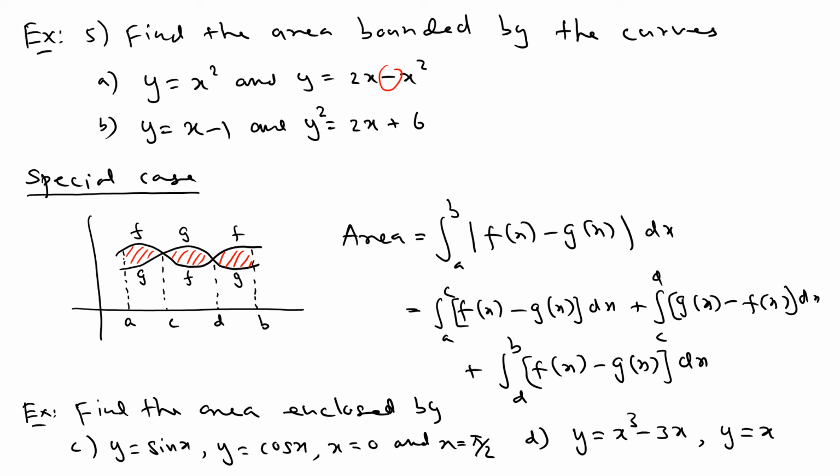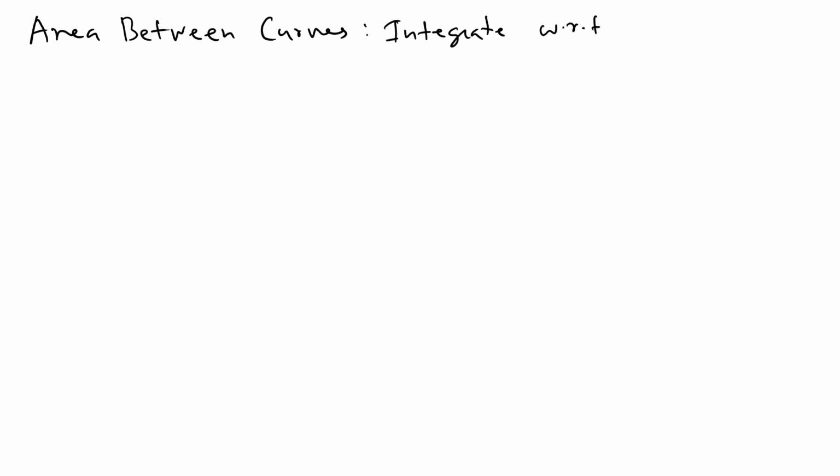So let's go to the last type. There are moments when you cannot do this anymore, so let's talk about that. The next type is area between curves again, where you are going to integrate with respect to y. Integrate with respect to the y variable. Okay, so this is the situation.